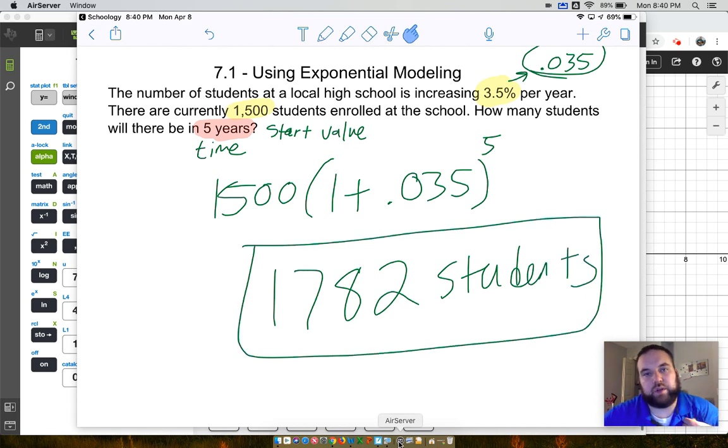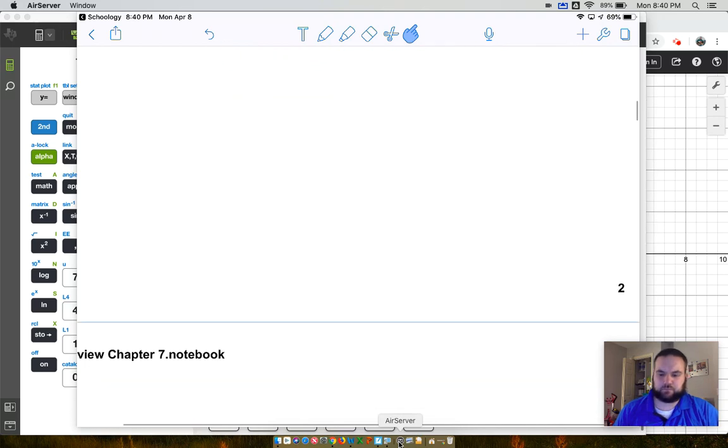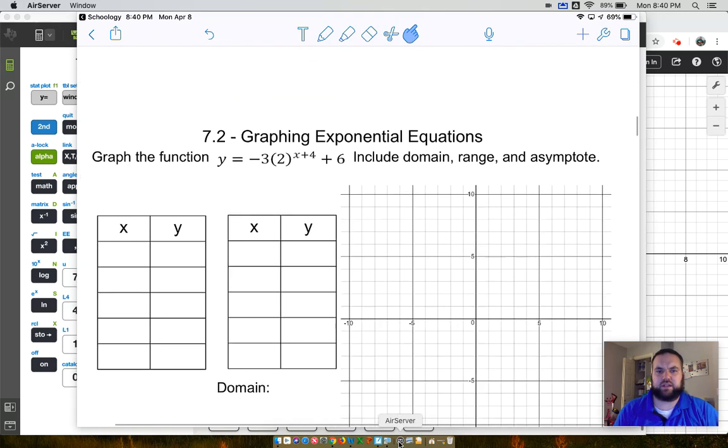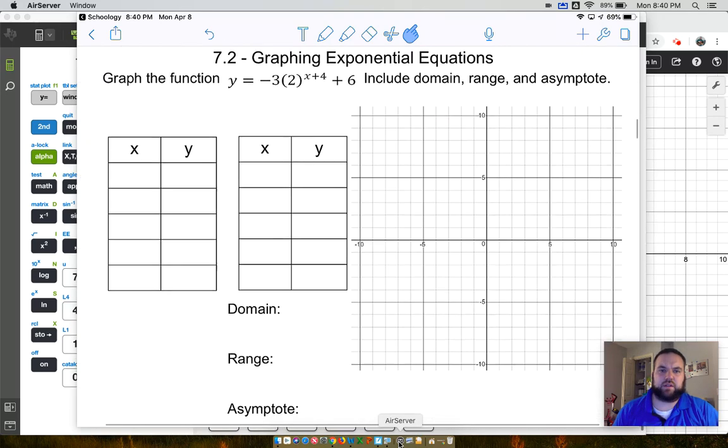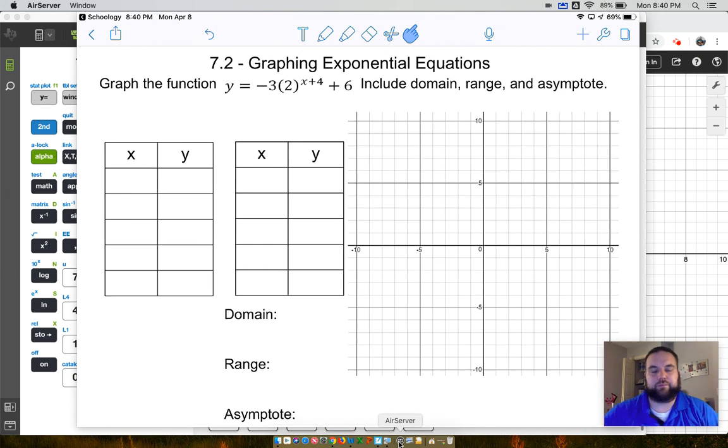In 7.1, we also did graphing exponential equations, but we did graphing without any translations, so without any left, right, up, down. So I just saved that instead for the 7.2 problem, because if you can graph one that's got these translations in it, you can graph one that doesn't have translations in it.